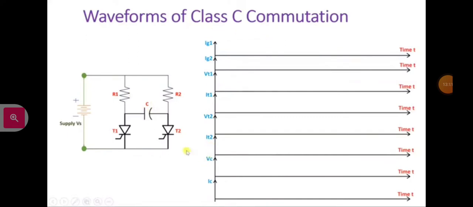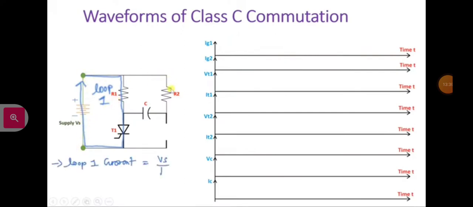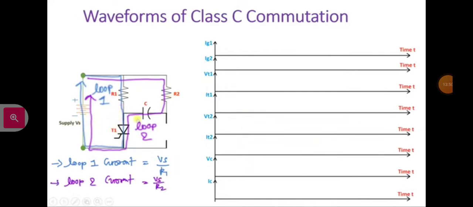waveforms and working, first, as I have explained, initially both of these thyristors are off, and if we give a gate pulse to thyristor T1, this T1 will get turned on, and as T1 is getting turned on, current will flow in two different loops. One loop is this, and current because of this loop is Vs by R1, and the second loop is Vs to R2 to C to T1. Initially the current passing through T1 will be the addition of these two loop currents, that is Vs by R1 plus Vs by R2.